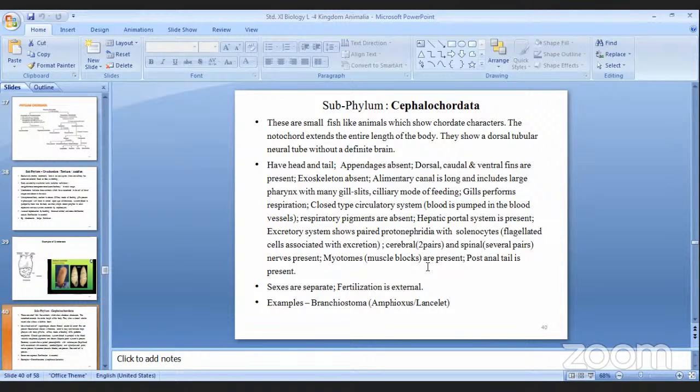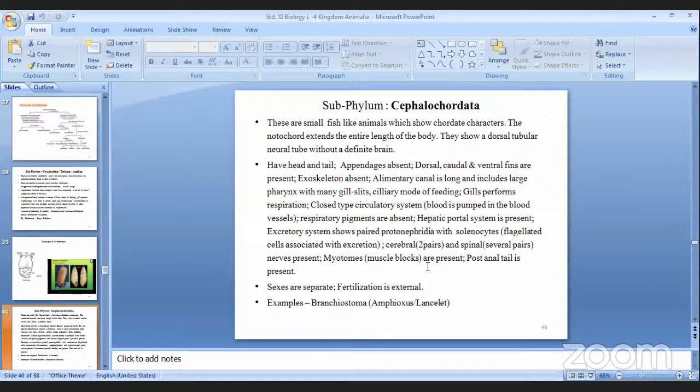There we have seen nephrocytes were present, isn't it? Now here we find that in Cephalochordata, the excretory system has paired protonephridia with solenocytes. Cytes indicates cells, and these are flagellated cells. Next, two pairs of cerebral and several, that means many pairs of spinal nerves are present. Then myotomes are seen, that is muscle blocks are present in the body. Then a post-anal tail is present.